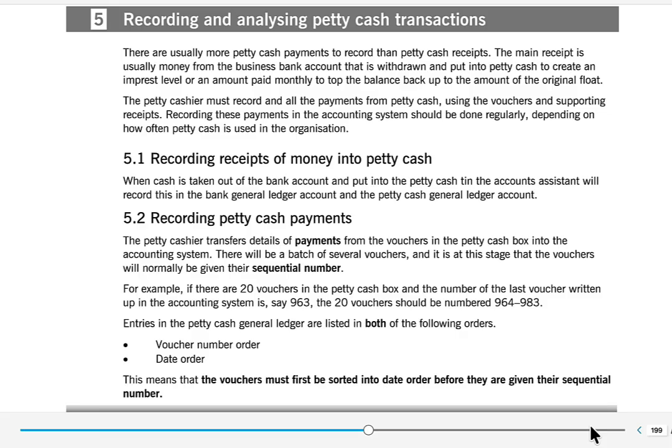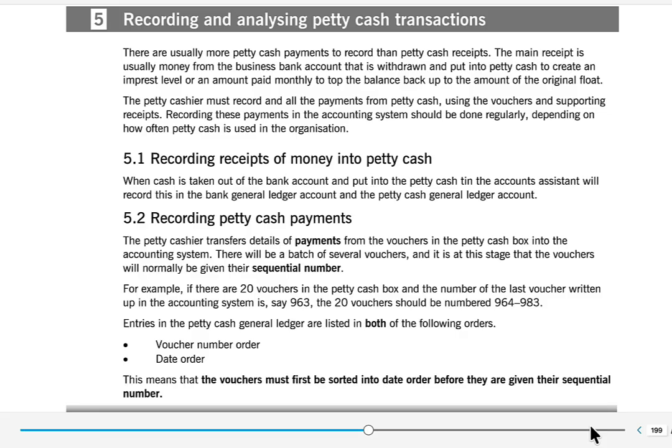What does recording and analyzing mean here? Let us break these two words into simple meaning. Recording means writing down every petty cash transaction in a proper way. So later, if someone asks, where did the petty cash go? You can answer clearly. Analyzing means organizing the petty cash payments into proper expense categories. For example, stationery expense, travel expense, postage expense, cleaning materials, and so on. When you analyze petty cash payments, you are not only writing the payment down, you're also putting it into the correct account. That is how petty cash becomes part of the accounting system.